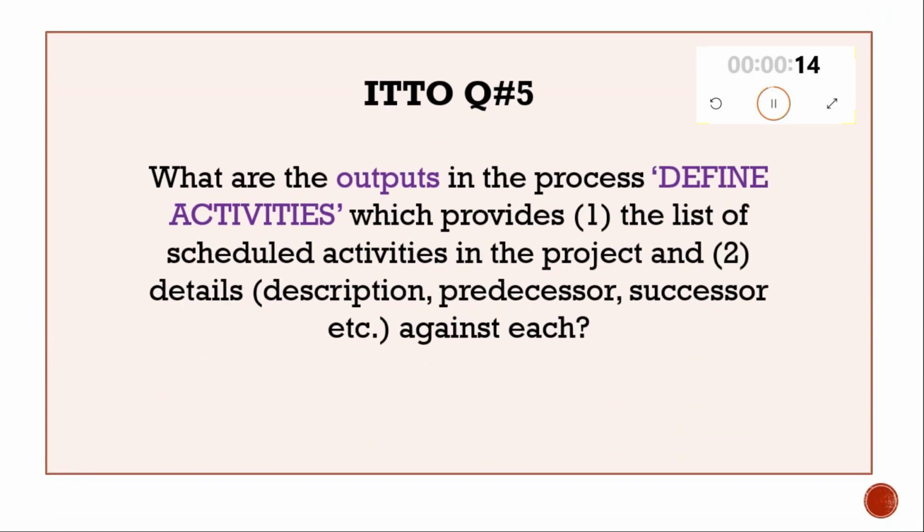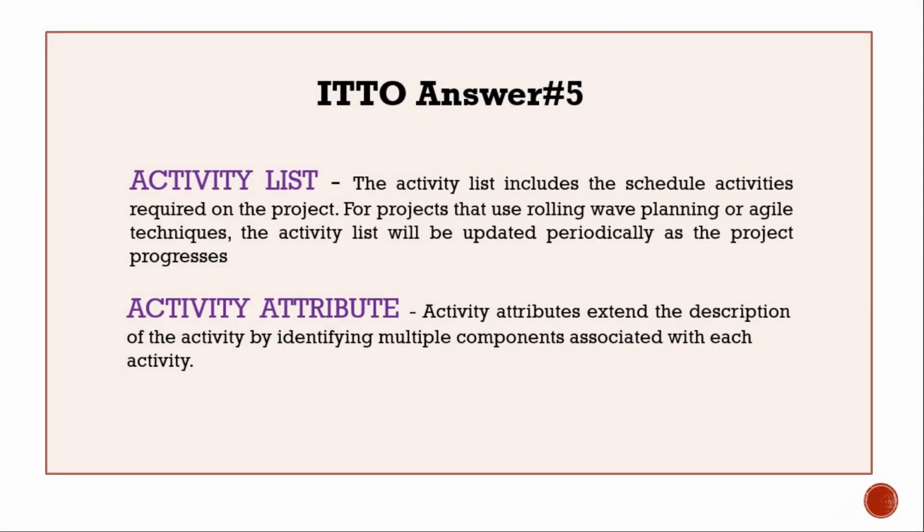ITTO question 5. What are the outputs in the process define activities which provide the list of scheduled activities in the project and the details such as description, predecessor, and successor against each? Answer 5: activity list and activity attributes. Check the slide for more details.